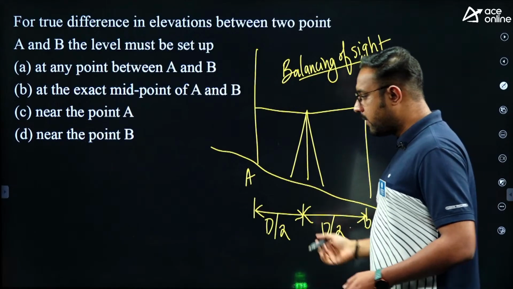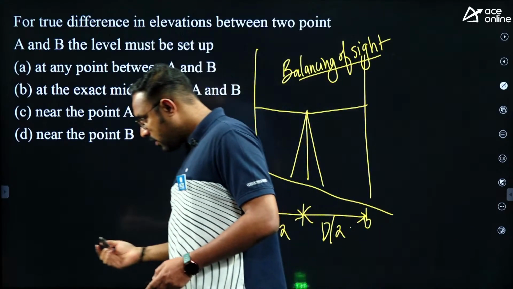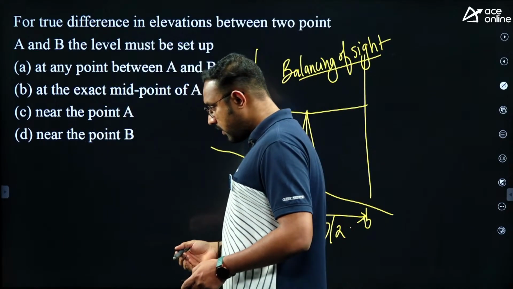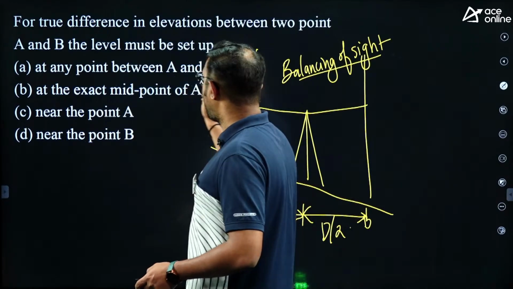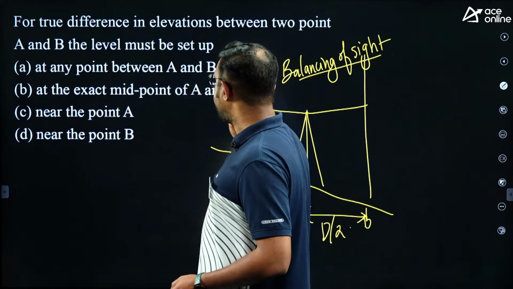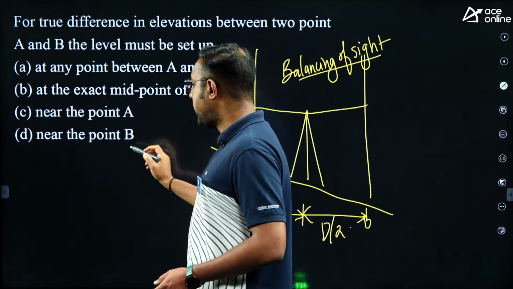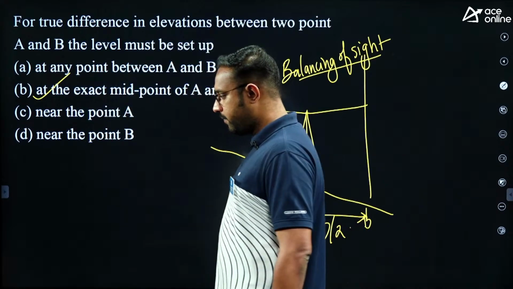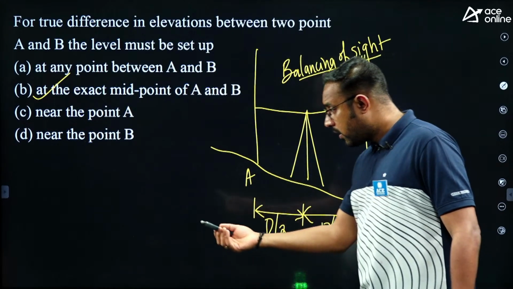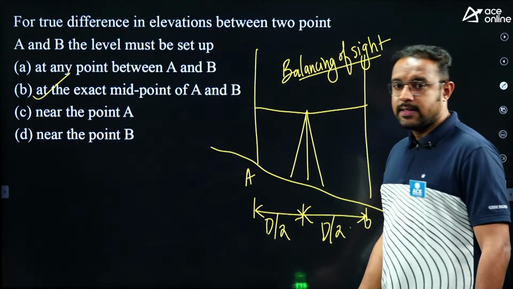Okay, so if you keep the instrument, yes, very good, that's it. So at any point in between A and B, at the exact midpoint of A and B, not near the point A, not near the point B, the best answer is B. Very good. Okay, balancing, very good. Janardhana, very good, the answer is correct.